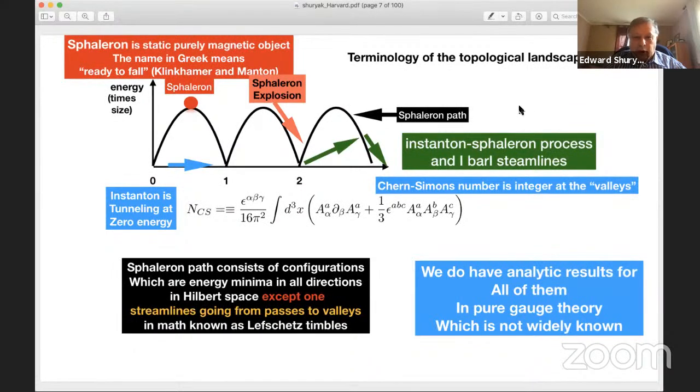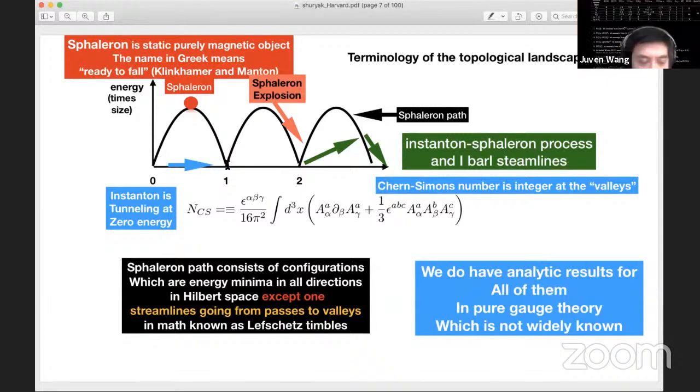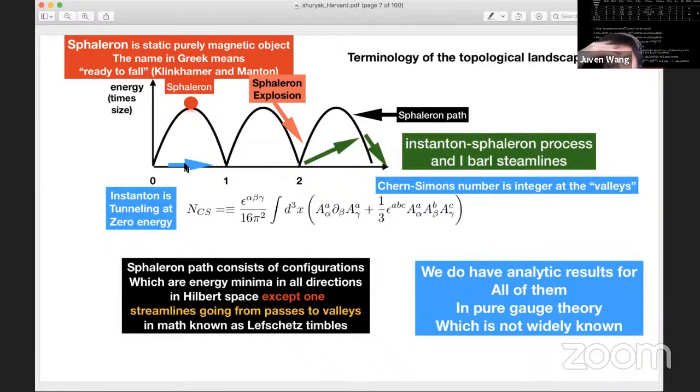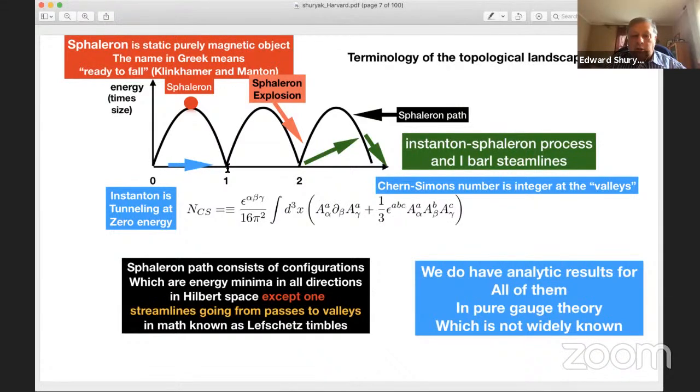Yes, what you're asking is the three-dimensional Chern-Simons number. And instanton is a transition. So the integral of G G-dual is a change in Chern-Simons number between this and this. It's a tunneling from one valley to another. The usual topological charge, which is quantized to one for the instanton, minus one for the anti-instanton, is the difference of Chern-Simons numbers here and here, initial and final.